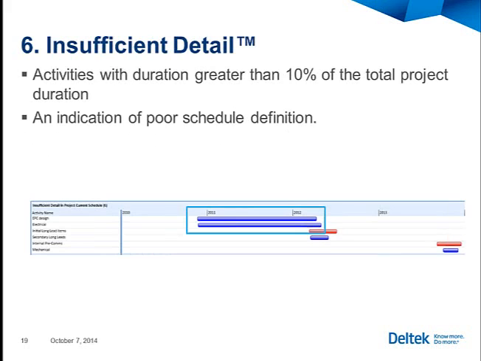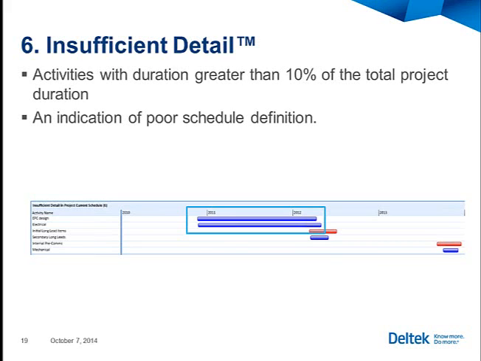Insufficient detail. Activities with a duration greater than 10% of the total project duration. This is an indication of poor or unmanageable schedule definition. Once activities are too long, it's very easy to lose sight of what's being done at any given point in time during the execution of that activity.